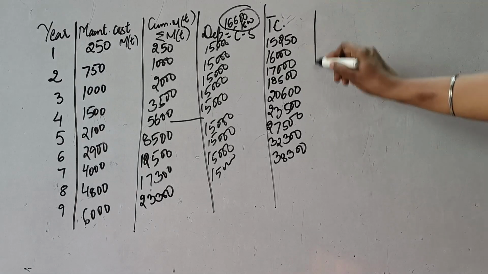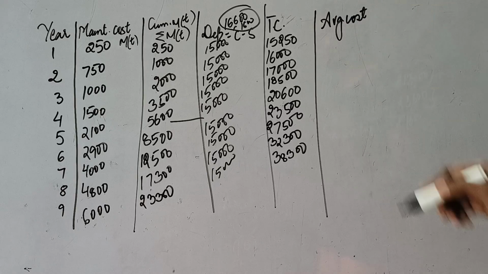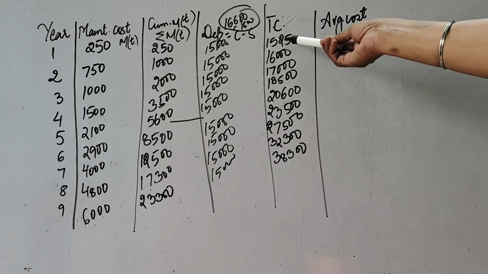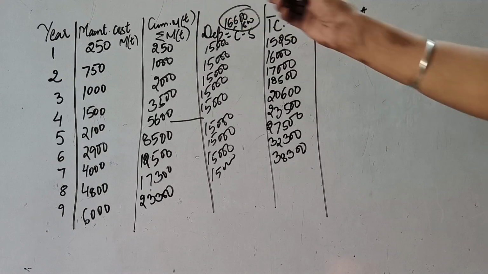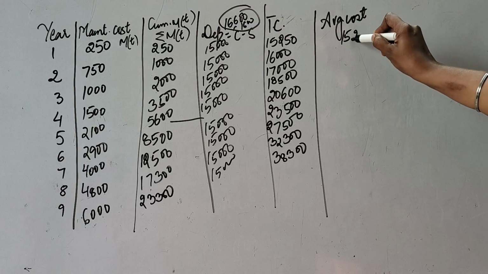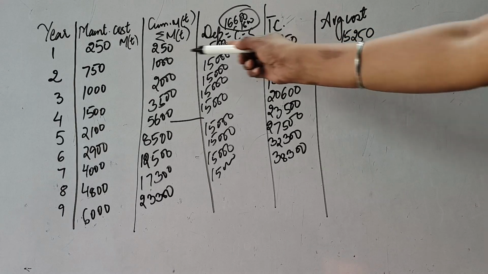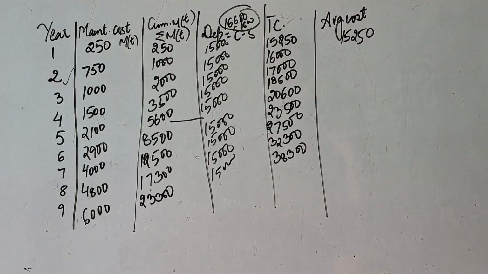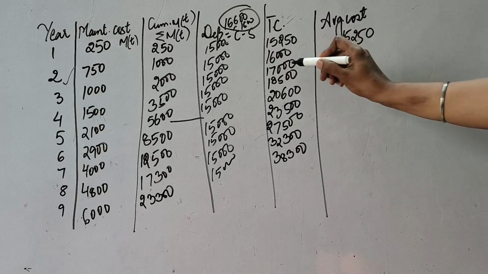After calculating the total cost, the last column is the calculation of average cost, that is AC. How will you calculate it? Divide this total cost by the years. So first is 15,250 divided by 1, so it will be 15,250. In the second year, 16,000 divided by 2. So you have to divide it by the number of years. 16,000 divided by 2 is 8,000.